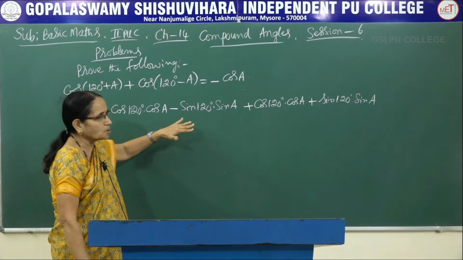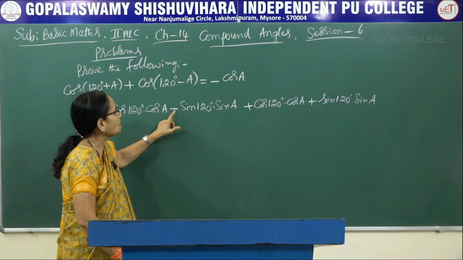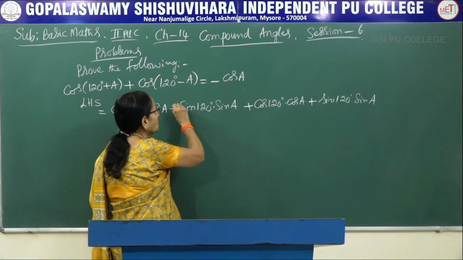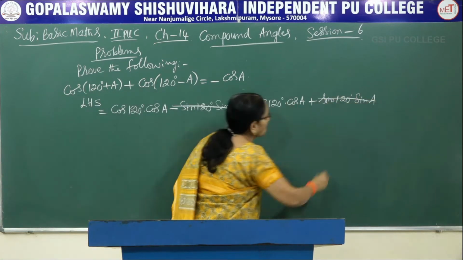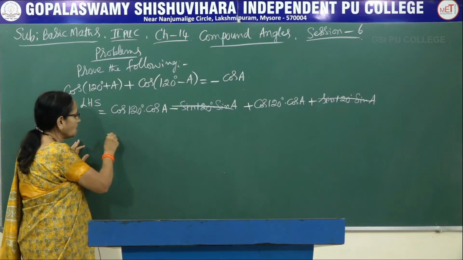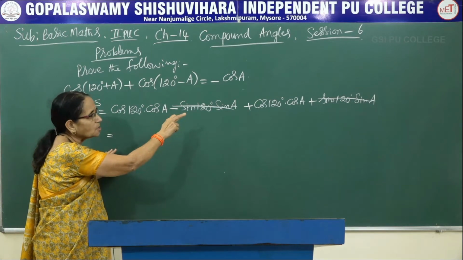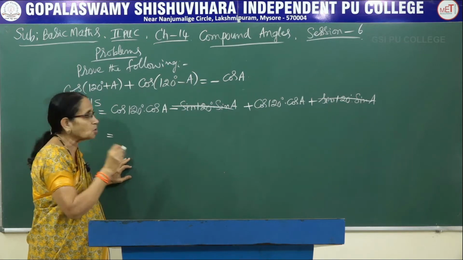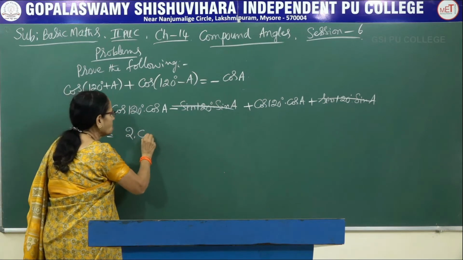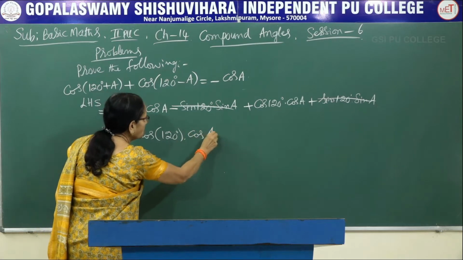After writing the expansion, you just see if you could cancel some terms. Look here, minus sin 120 into sin A, and there it is plus sin of 120 into sin A. One is positive, the other is negative. Immediately you do the cancellation. Look at the other two terms: cos 120 into cos A plus cos 120 into cos A. That means there are two terms here, so 1 plus 1 is equal to 2. So, I can write 2 times cos of 120 degrees into cos A.